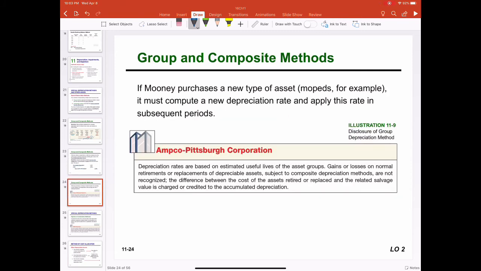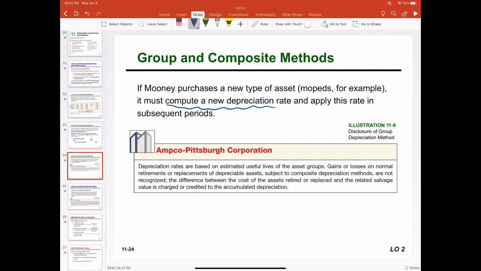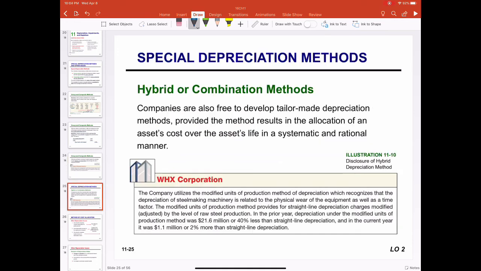For the group or composite methods, if the firm purchases any new assets, the rate should be recalculated and applied in the subsequent periods. If any purchase changes the mix of the assets, the previous depreciation rate will lose relevance. So we should use a new depreciation rate to determine the subsequent depreciation expense.